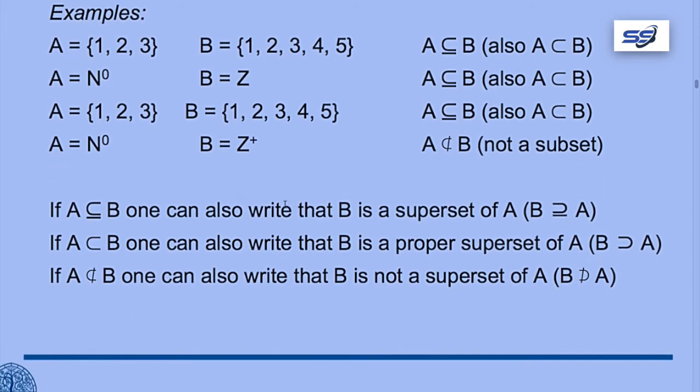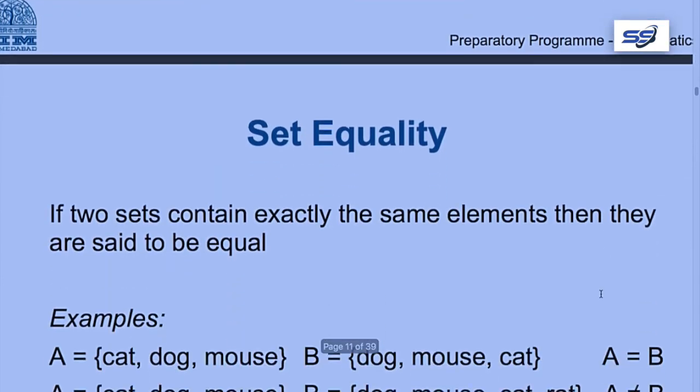See more. If A is a subset of B, one can also write that B is a superset of A, denoted like this. If A is a proper subset of B, one can write that B is a proper superset of A. If A is not a subset of B, one can also write that B is not a superset of A. Set equality.